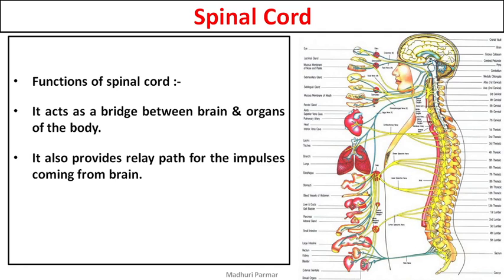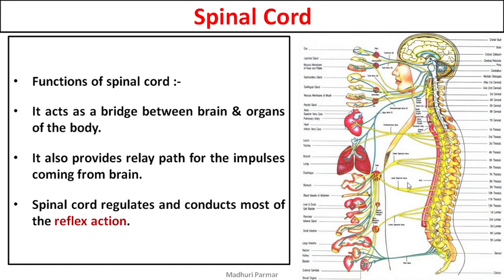These sensations, these signals are taken to the brain. The brain then decides what it has to do, and the reply messages or signals come down the spinal cord and then they are given to the organs. Clear? So it provides a relay path for impulses coming from the brain.